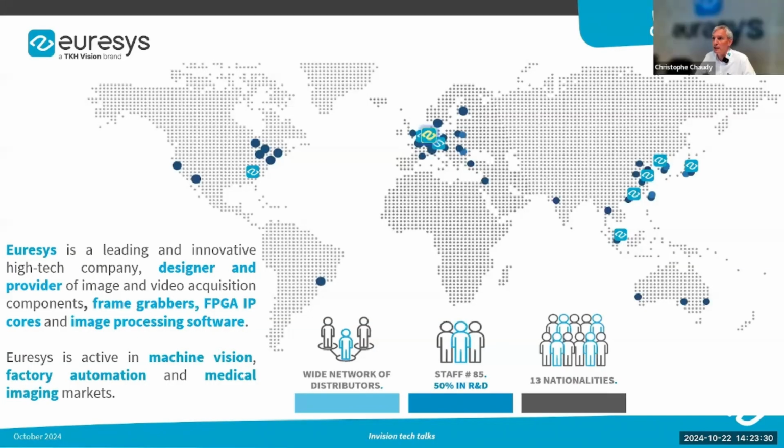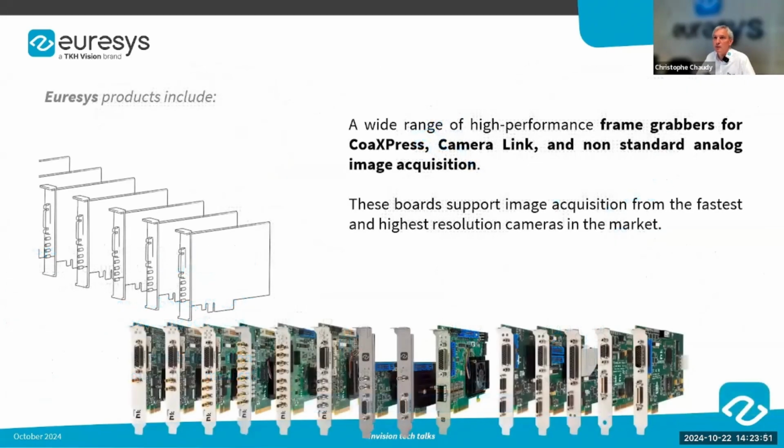Euresys is a Belgian company. We are specialized in manufacturing and providing vision components for machine vision. We have daughter companies around the world, but especially in Asia, where we sell most of our products. Speaking about products, we have different ranges, and one of these products is the frame grabbers. So we sell frame grabbers for machine vision applications. So it's CoaXPress or Camera Link or other non-standard image acquisition boards.